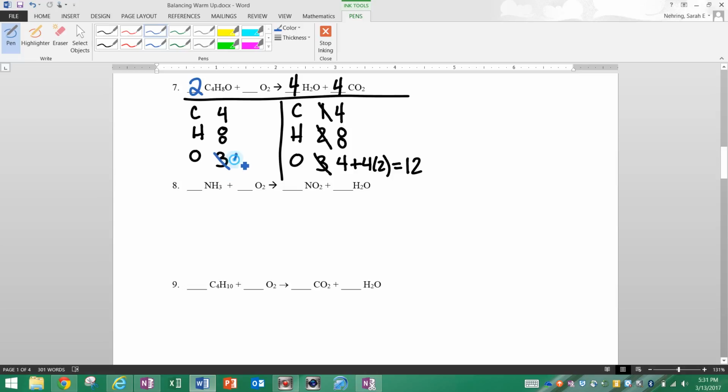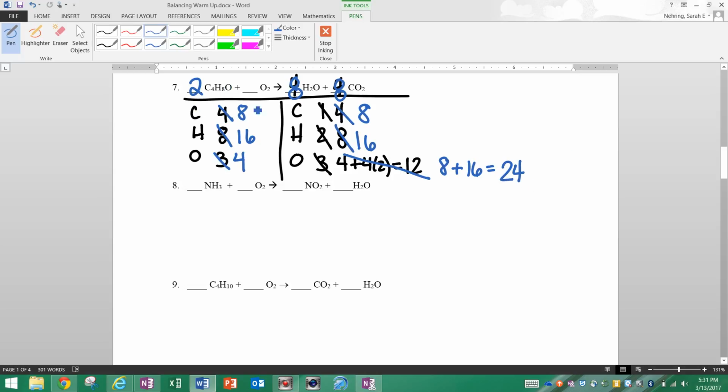Now I've got 4 oxygens on the left, and then I've got 8. So 2 times 4, 8, and then 2 times 8, 16 hydrogens. So I'm going to go back over here. I'm going to change this to an 8. Okay, that's going to give me 16 hydrogens. I'm going to change this to an 8. Whoosh, that's going to give me 8 carbons. And now let's stop and recount my oxygens. Now I've got 8 oxygens from the water, and I've got 16 from the CO2. So that's 24 oxygens.